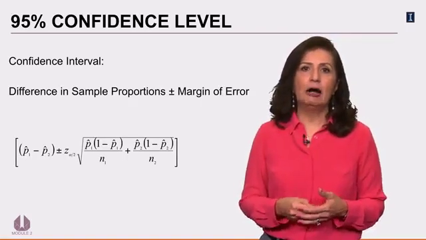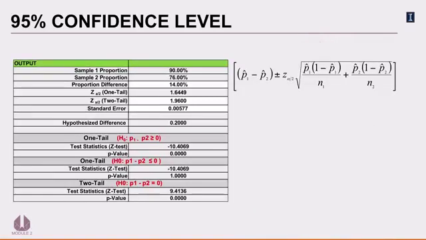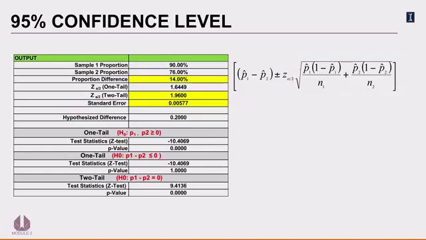We can use the Excel output we have to calculate this interval. The difference between P1 and P2 is in the output, and that is 14%. Z of alpha over 2 for a 95% confidence interval is here, and that is about 1.96, using the two-tail since this is a confidence interval we are developing. The last term is the standard error, and we find it here, which is 0.0057. Now we can substitute values to get the confidence interval for the proportion differences.